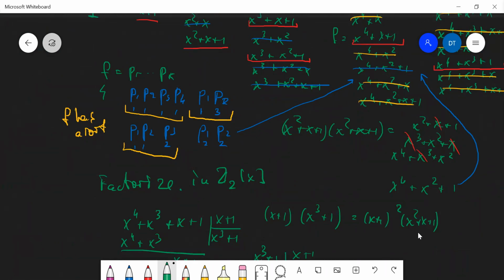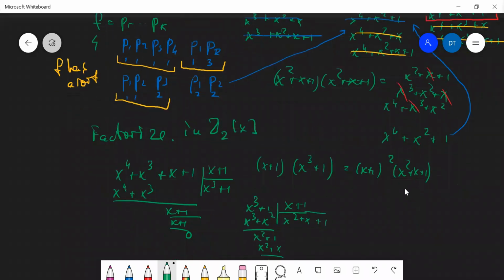So you can factorize a polynomial into a product of irreducible ones if you already know all the irreducible polynomials. And this is how you can do this. Are there any questions regarding this computation? Should I clarify something?